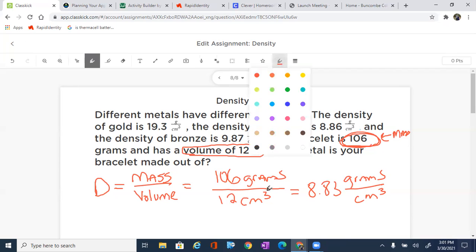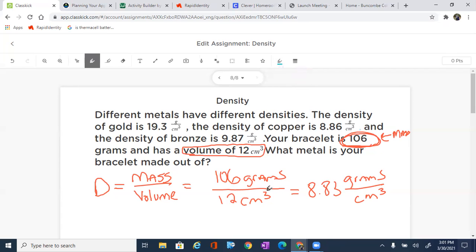All right, so let's go back to what we've read. It says the density of gold is 19.3 grams per cubic centimeter. So it can definitely not be gold because we are looking for 8.83. The next one says copper is 8.86 grams per cubic centimeter. Notice that maybe that is a little bit off, but it's pretty close. So let's compare it to bronze. Bronze is 9.87 grams per cubic centimeter.